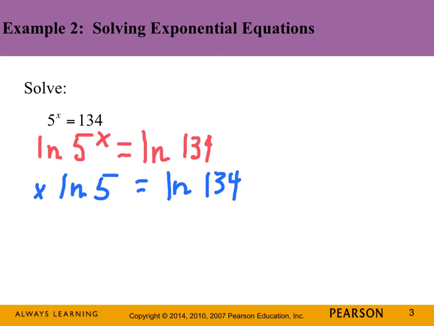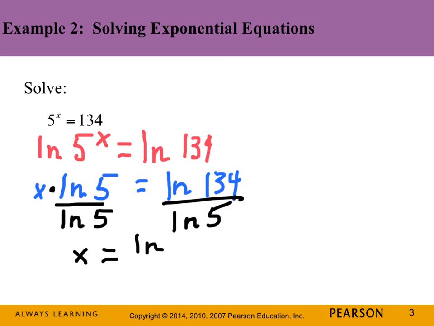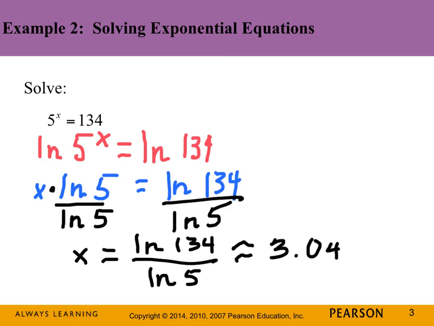And just like back in Algebra 1, it's all about isolating the x. To undo this multiplication, we use division. We divide both sides by the natural log of 5. So we say x equals the natural log of 134 over the natural log of 5. That's the exact answer, and if they indicate we're to approximate or estimate or round, that's about 3.04.